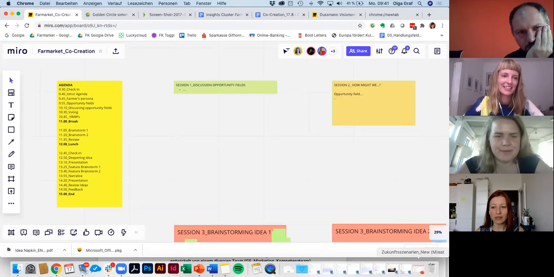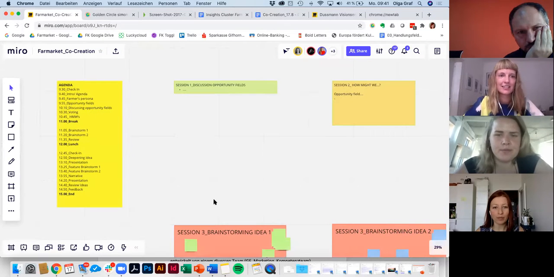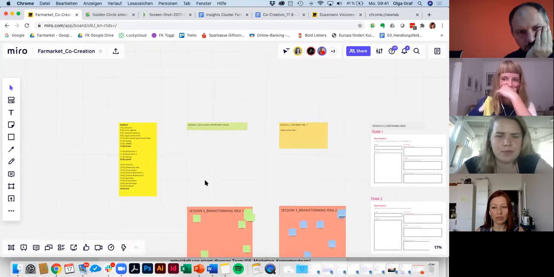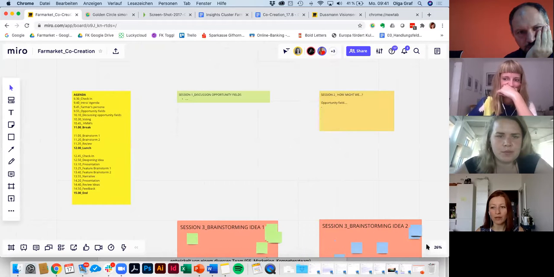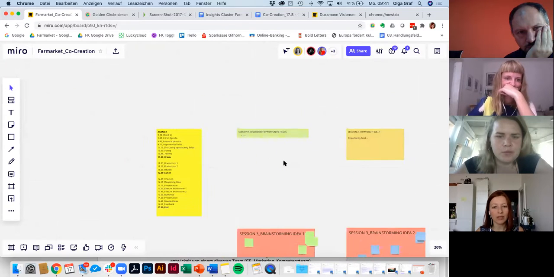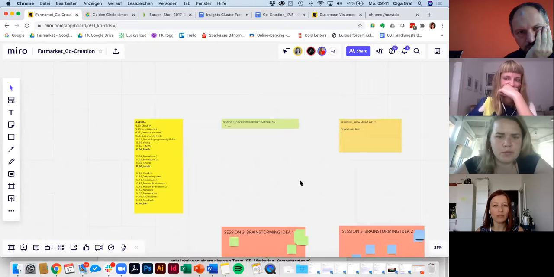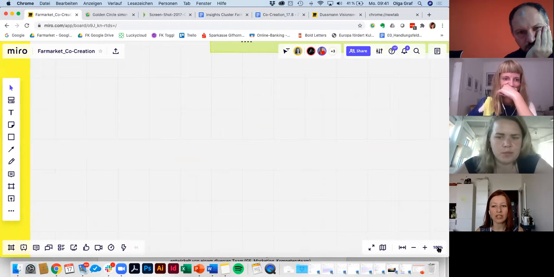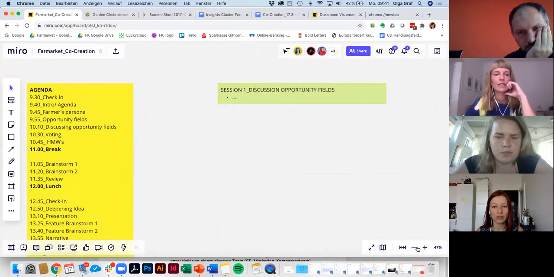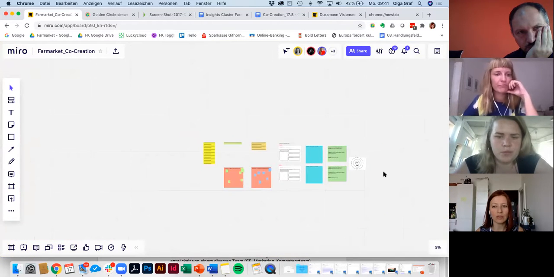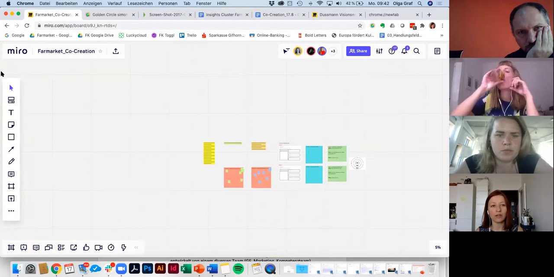The second thing that is also quite important is how to zoom in and out. I'm not sure if you have a touchpad on your computer. If you do, you can do that with your fingers. If not, you can always check on the bottom right, and you can always zoom in and zoom out. And if I zoom out, you can see this is the whole board that we are working in at the moment.